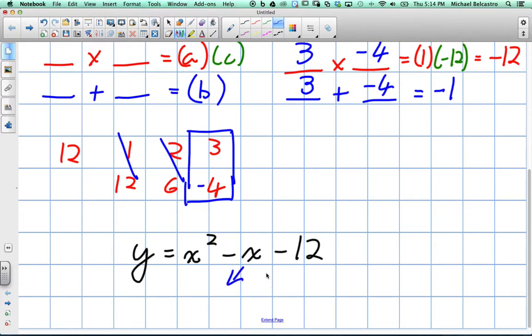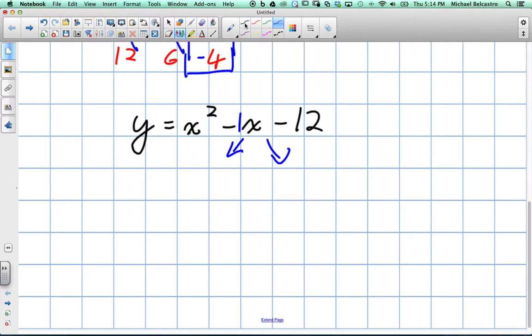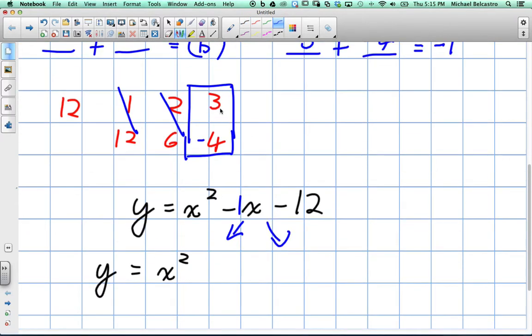And the reason we're doing this, I want you to think of it like this. Instead of just leaving this, because remember this was -1, we're going to rewrite -1 as two terms. So it's going to look like this. Y equals, still we have x squared. And it doesn't matter which one we write where. One will be positive 3x, and the other number will be negative 4x. So we've broken the middle term into two things.